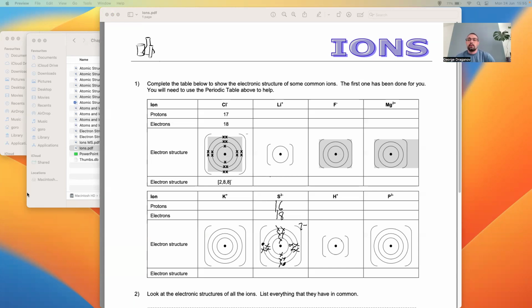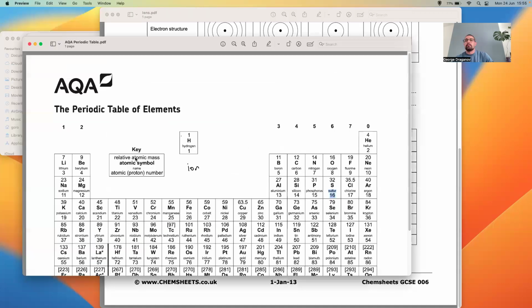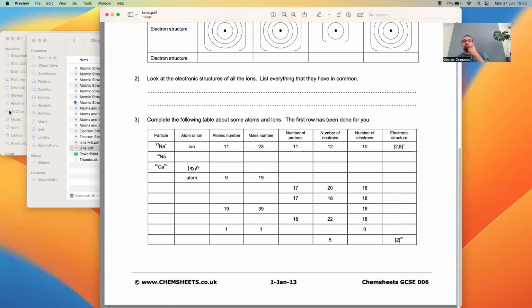You can practice that. Then if you look at a table, I'm just going to fill in 1 or 2 of these. Say you pick calcium. Is it an atom or an ion? Well, because of the charge, it's an ion. Its atomic number will be the same as the periodic table. Now, the periodic table shows that calcium is 20. So I'm going to stick to 20. The mass number 40 is given to us. The protons will be the same as the atomic number.